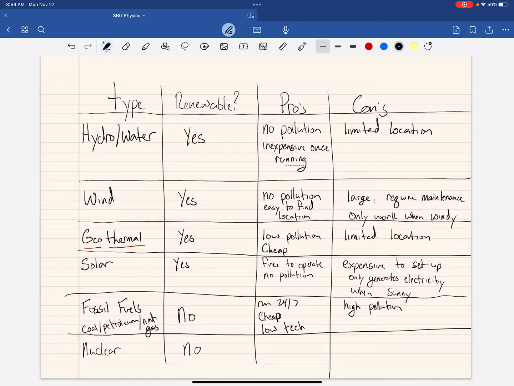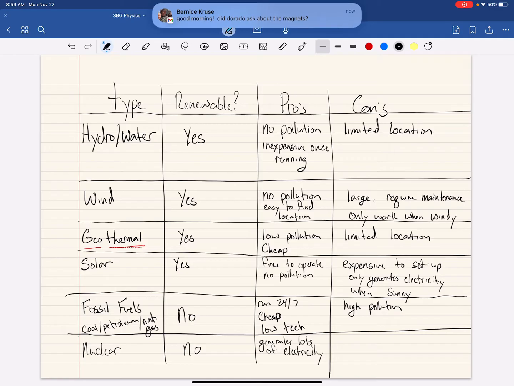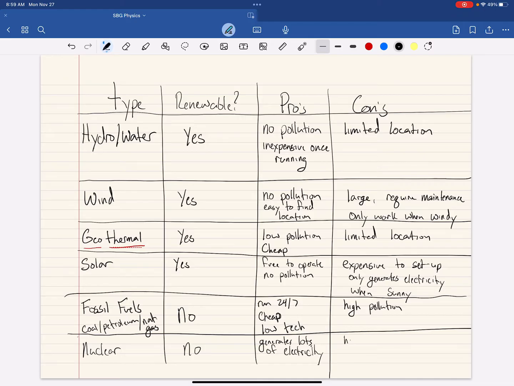However, as pros, it generates a large amount of electricity. There we go, generates lots of electricity. It's very, very efficient. And so it's very, very popular to use. A lot of countries are using nuclear energy right now. The major con is that nuclear energy is difficult to find. So I'm going to say it's hard to find resources.